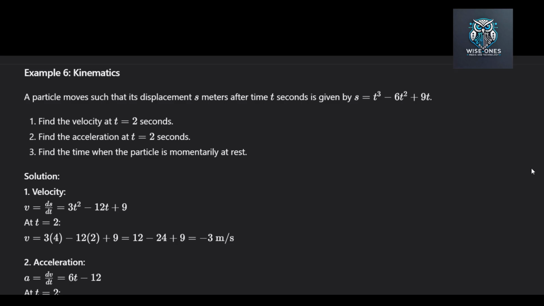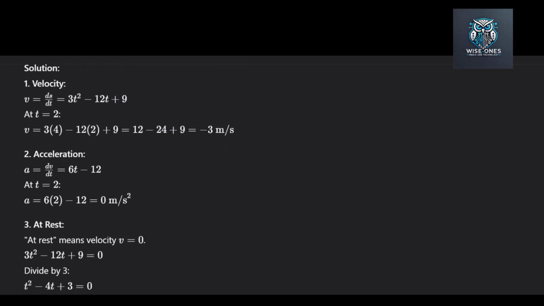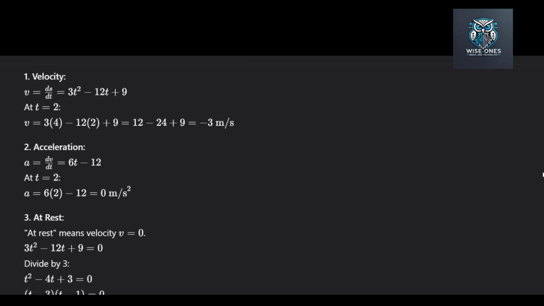Part 2. Acceleration. Acceleration equals dv/dt. Differentiate v with respect to t. 3t squared becomes 6t. Minus 12t becomes minus 12. Plus 9 becomes 0. So a equals 6t minus 12. At t equals 2, a equals 6 times 2 minus 12. 12 minus 12 is 0. So acceleration is 0 meters per second squared.